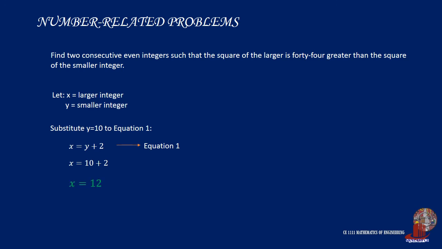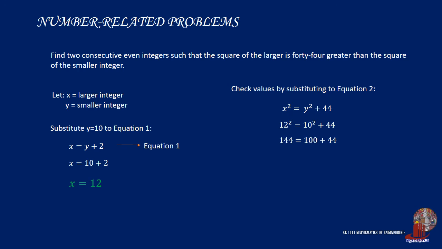And lastly, check the values by plugging them in equation 2, which states x squared is equal to y squared plus 44. So bringing 12 squared is equal to 10 squared plus 44, which shows 144 is equal to 100 plus 44. Eventually, that would be 144 is equal to 144. Thus, we can say that x is equal to 12 and y is equal to 10.